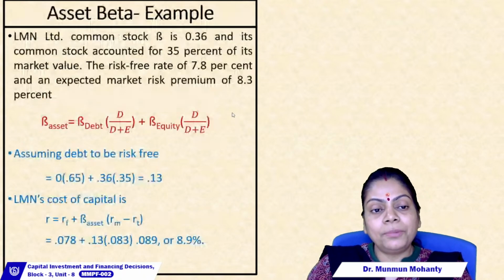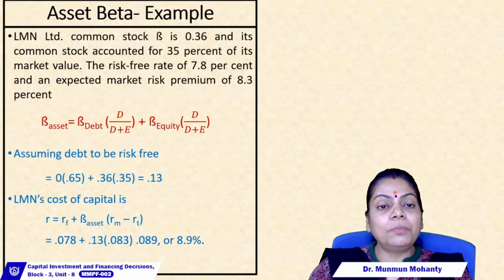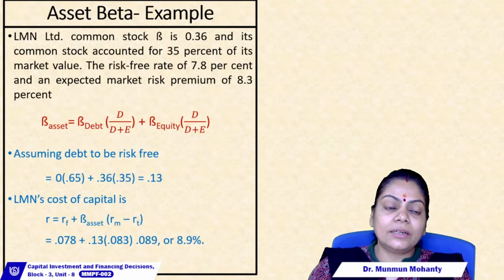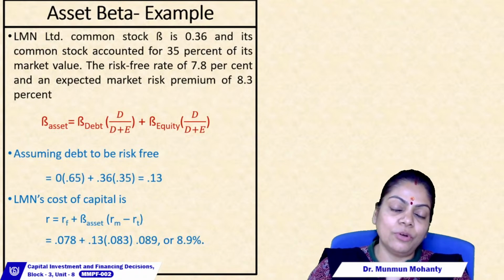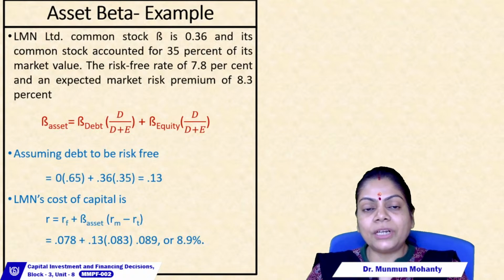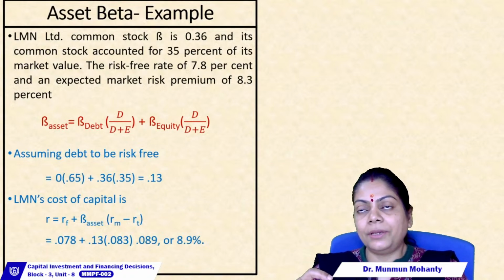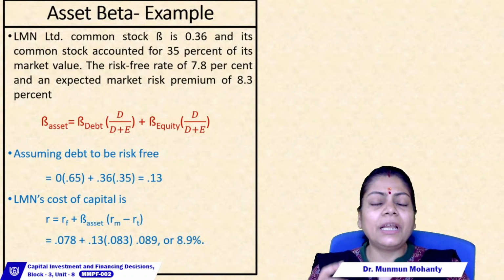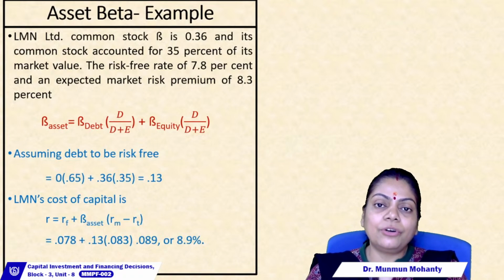If you are talking about a company, suppose this particular company has a stock beta of 0.36, and the equity stock accounts for, let us say, 35% of its market value. So the E part is 35% and the remaining 65% is the debt part. And by definition, the beta of the debt is 0, because most of the time the debt is considered to be risk free.